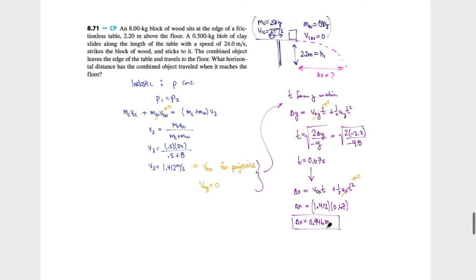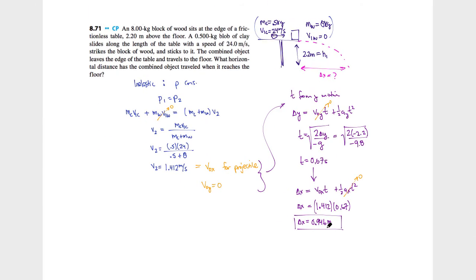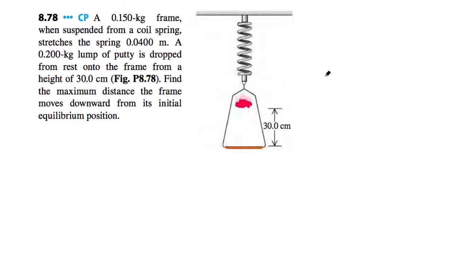So again, this question is meant to reinforce the fact that collisions can occur in conjunction with other styles of motion that we have studied before. Question 8.78 is getting pretty close to what we would call an AP style question. I have a piece of putty that falls onto a frame from a height of 30 centimeters, and I want to find the maximum distance that the frame moves downward from its initial equilibrium position.